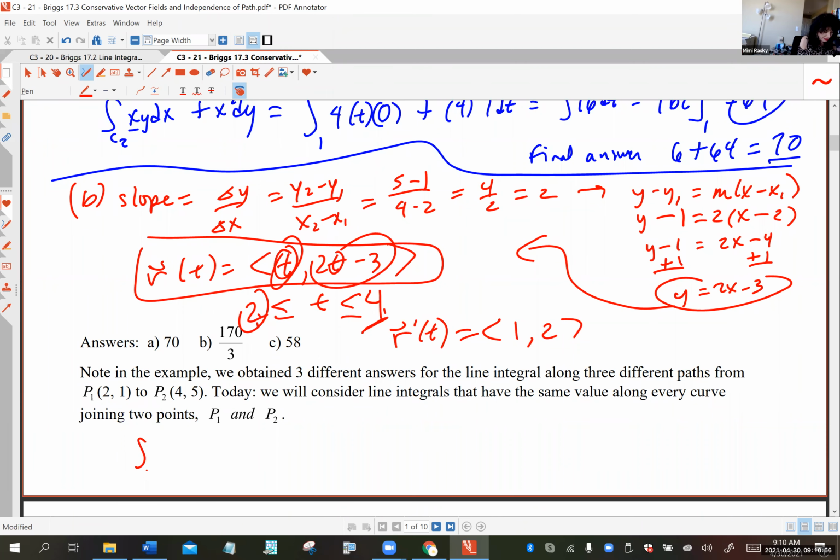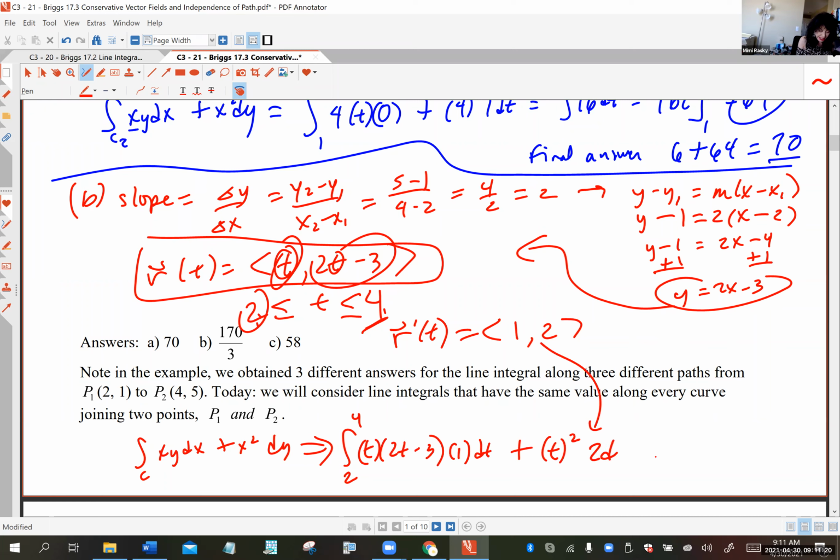But the line integral xy dx plus x squared dy becomes the integral going from 2 to 4 seconds because we said so. And then you replace your x with t, your y with 2t minus 3, your dx is 1 dt plus x squared, that's going to be t squared, and then your dy is 2 dt. And I'm just going to tell you that, do all the anti-differentiation and so on, and you'll get 170 thirds.